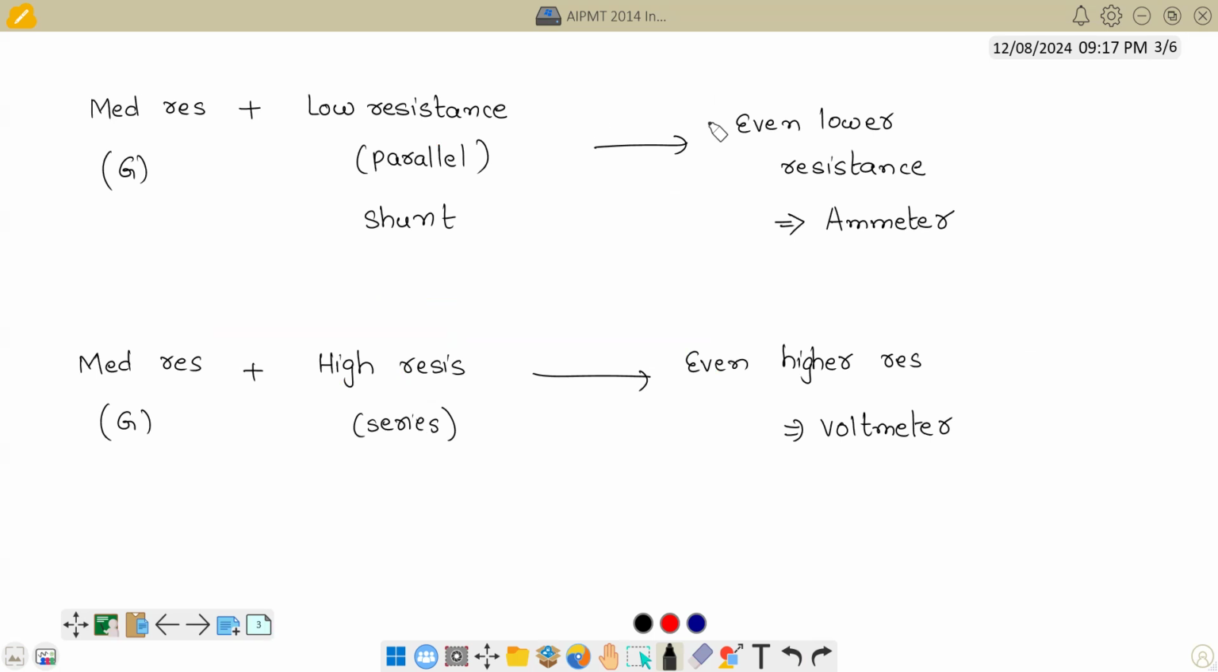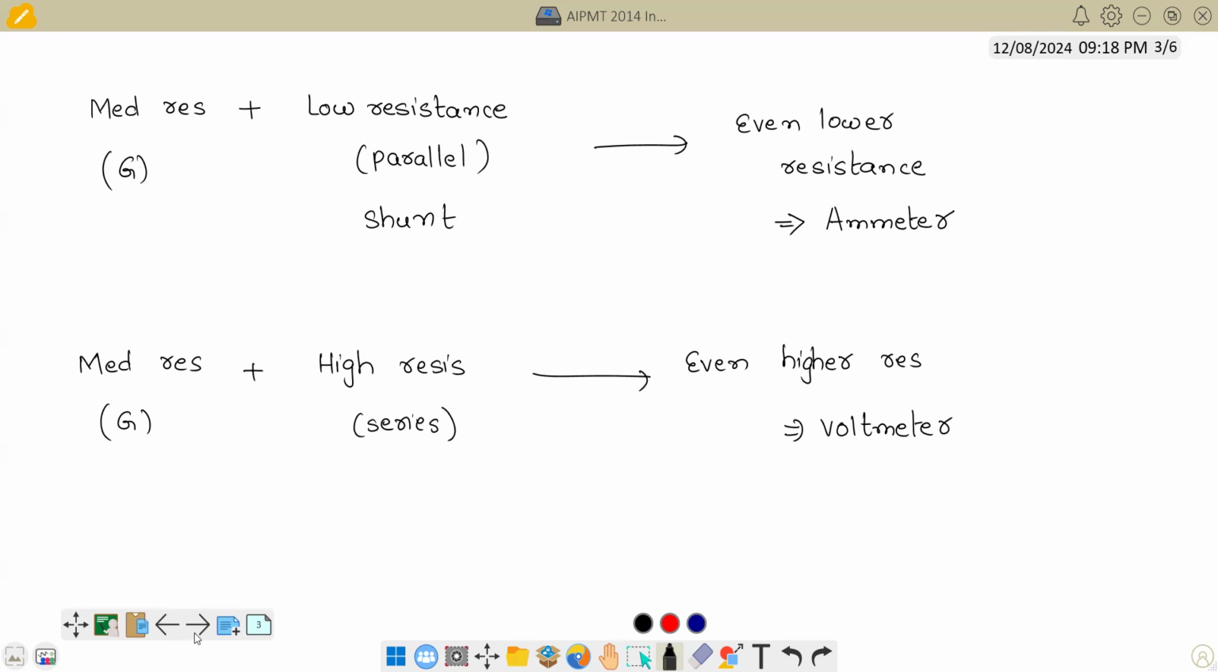So this is a very important chart that will help you to solve problems involving galvanometer, voltmeter and ammeter. You take a medium resistance galvanometer, you connect a low resistance device in parallel to this. This is called shunt. You will get an even lower resistance, which is basically our ammeter. You take a medium resistance, our galvanometer, and connect a high resistor in series. This has no name; only a parallel resistance has a name called shunt. And we will get an even higher resistance, and that is called a voltmeter.